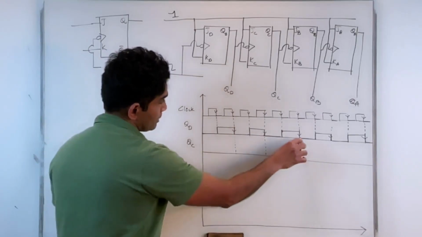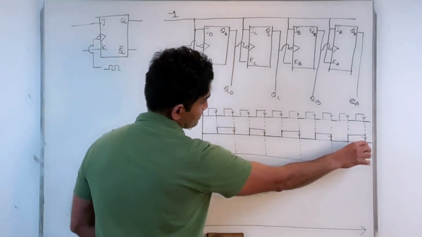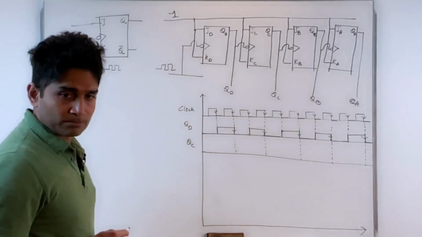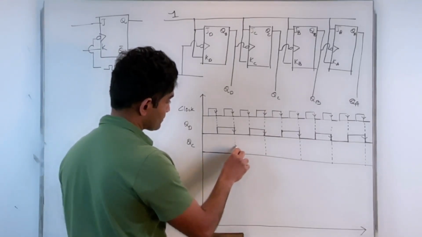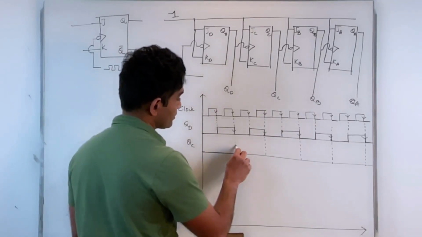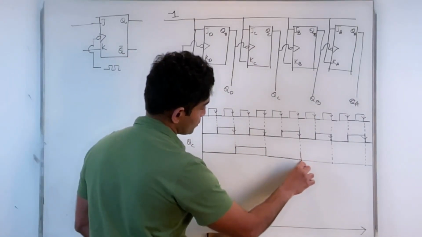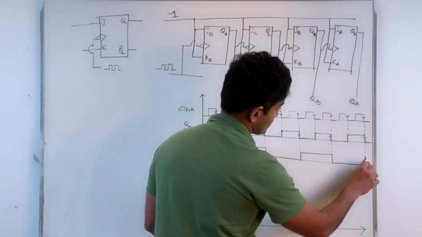So these are the guidelines where my flip-flop gets triggered. Again, I assume that to start with, everything was zeros. So that's the next triggering instance. So QC toggles, toggles, toggle, toggle, toggle.